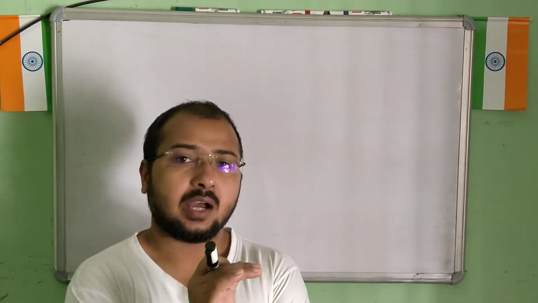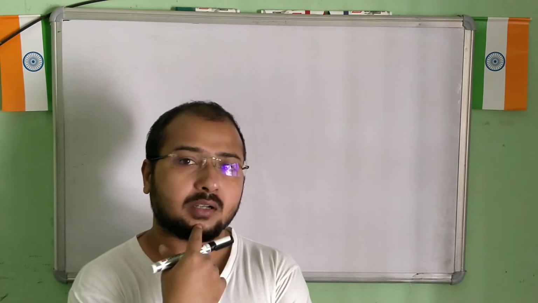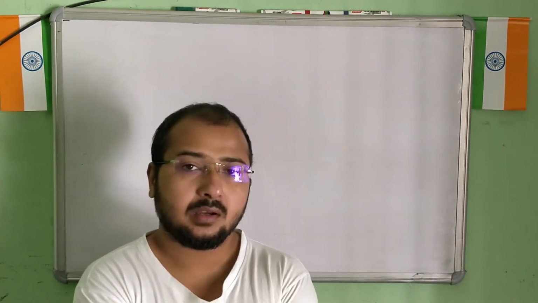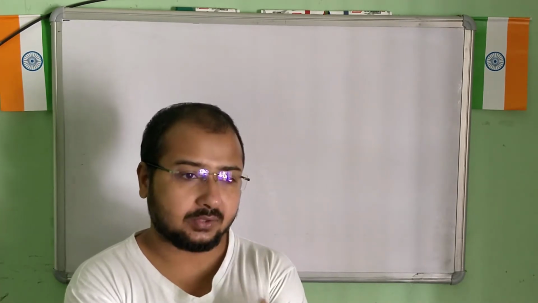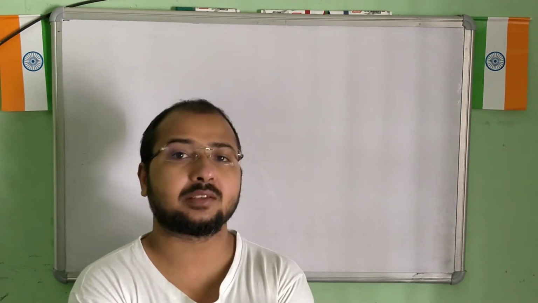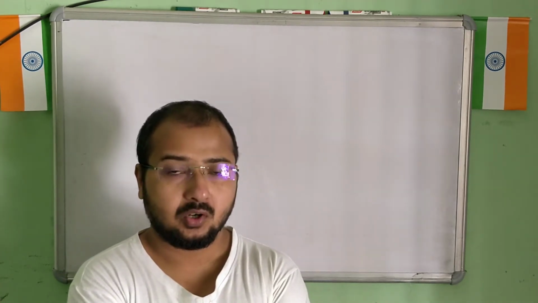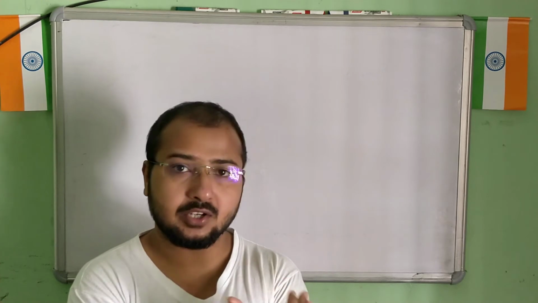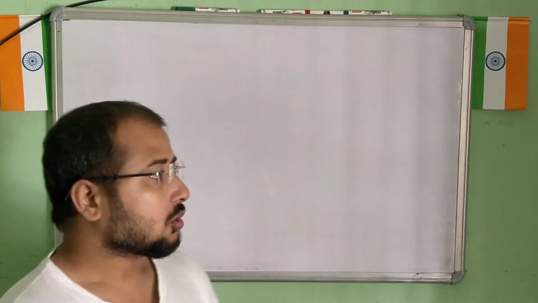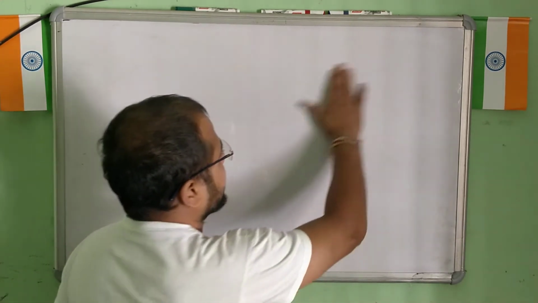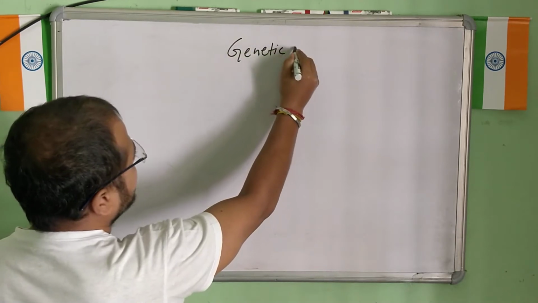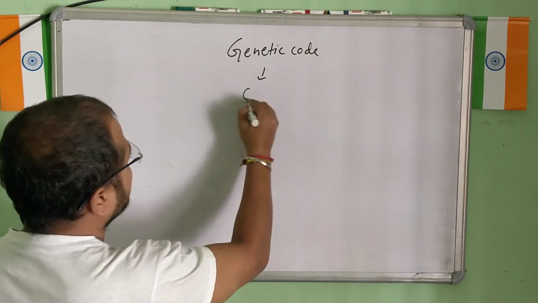Genetic codes are actually the sequences of nucleotide molecules, okay, which have the coded information for protein synthesis, that helps in the translation, protein synthesis. That is the genetic code. Okay, so when we are studying about this genetic code, we are using the term codon.